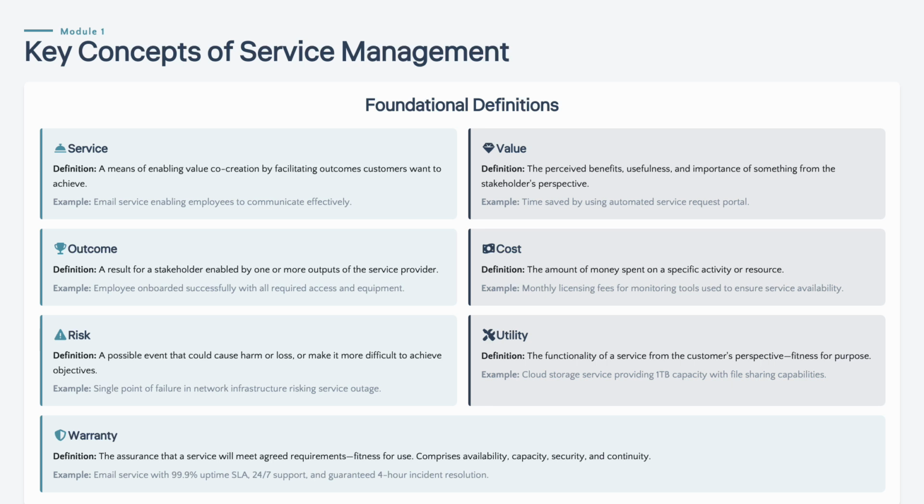Now warranty comes in. Warranty includes availability, capacity, security, continuity, and performance. The simplest way to remember is: utility is fit for purpose and warranty is fit for use. Now let's understand this with a strong industry example. Imagine you buy a car. The car's utility is that it can take you from one place to another. But warranty is whether it starts every day, whether it is safe, whether it performs well, and whether it works reliably. Same in IT, let's take an example of an email service.